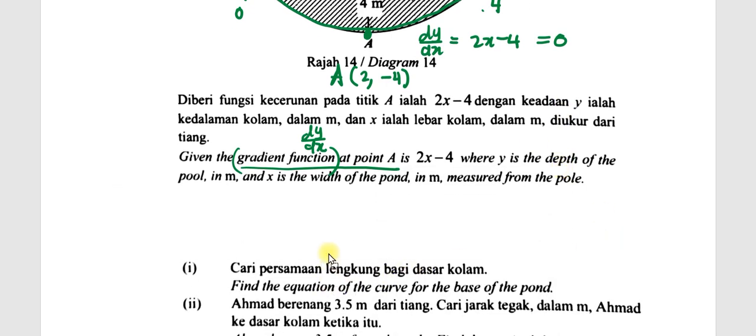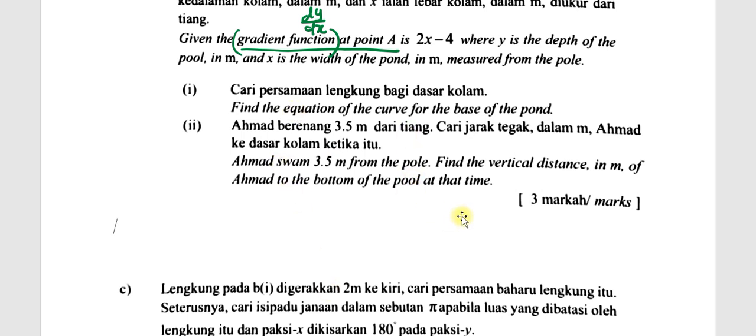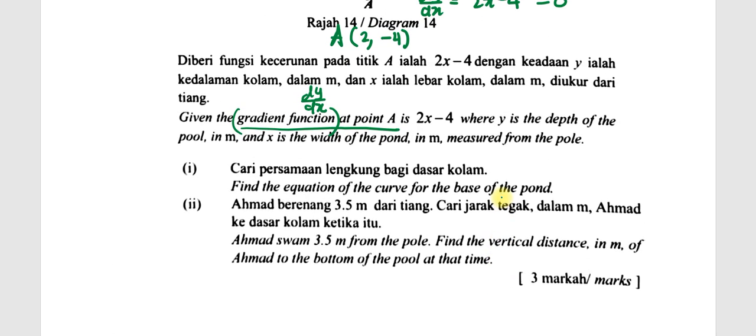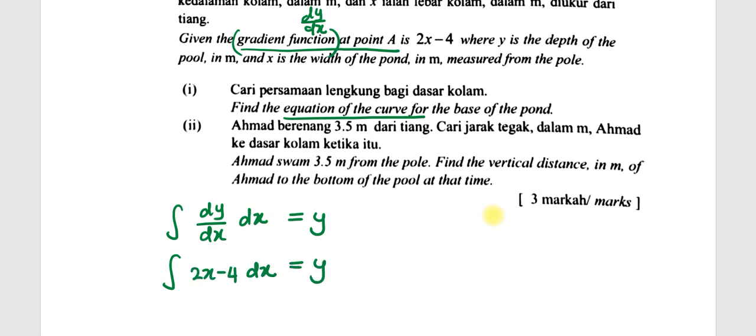And then the first question is, find the equation of the curve from the base of the pond. Okay, what do we need to find? Equation of curve. Okay, they already gave dy dx. We want to find the equation, what does that mean? Integration. So, you integrate dy dx with respect to dx, you will get y. Remember that. y is the equation. Because this will cancel with the differentiation. Okay? So, that's the thing. So, we integrate our dy dx, which is 2x minus 4, with respect to dx. So, you will get y.